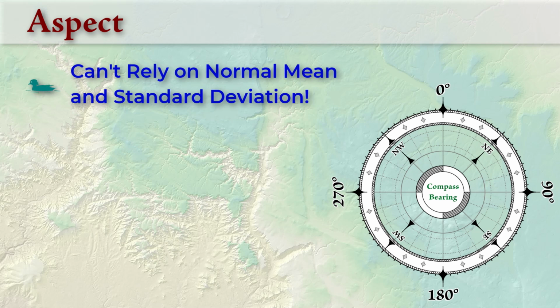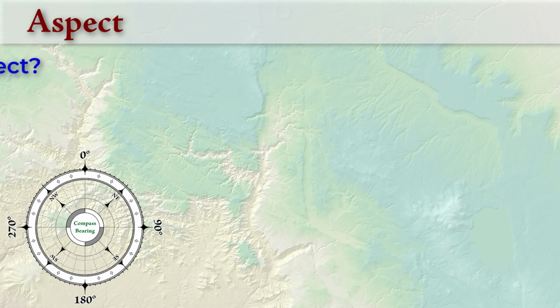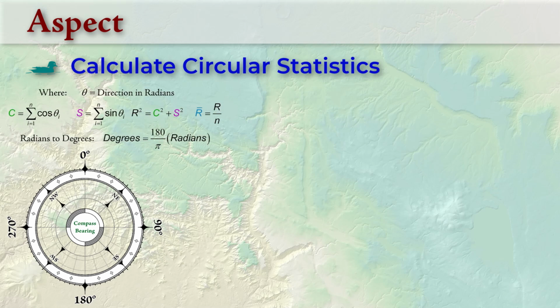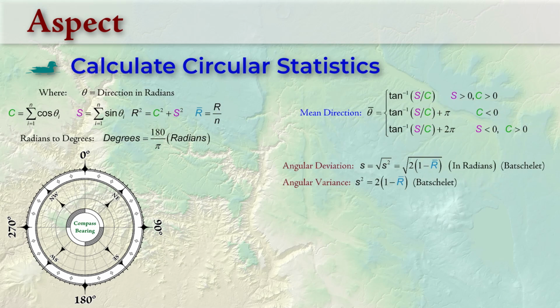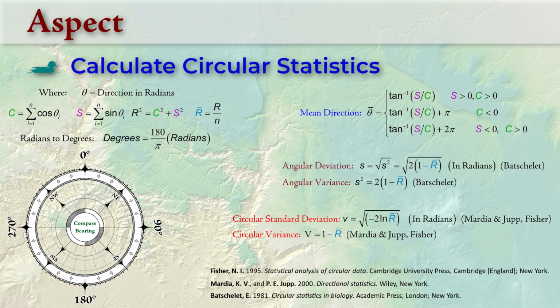And this raises the question of what exactly can we do with aspect once we've calculated it? How do we use it in our analysis and management plans? Now, there's a few directions we can take, so to speak. First, while it's true that we can't calculate the normal mean and standard deviation from direction values like aspect, we do have alternative statistics we can calculate that tell us the central tendency and dispersion of aspect values. These are standard formulas you can find in any textbook on circular statistics, and I've also got them included in an appendix in the lab exercise document if you want to copy these out.